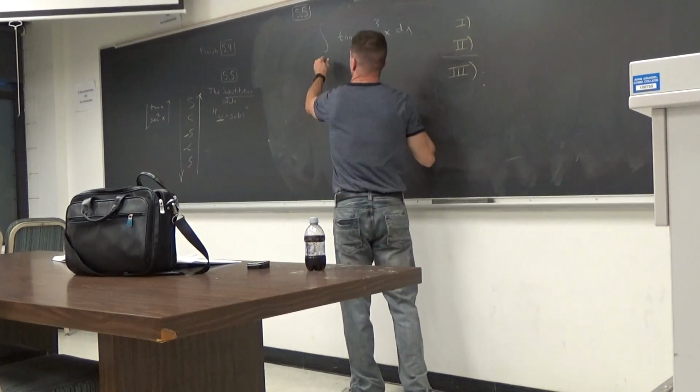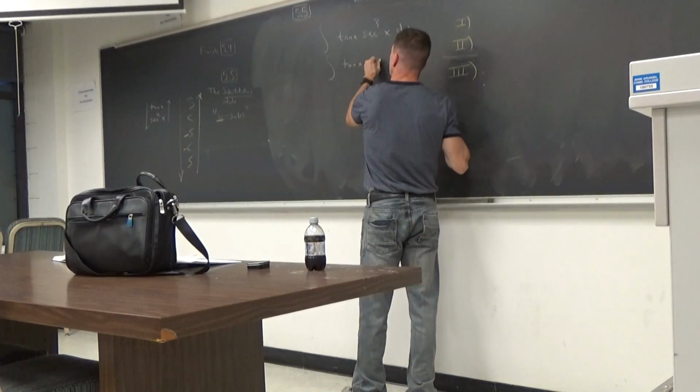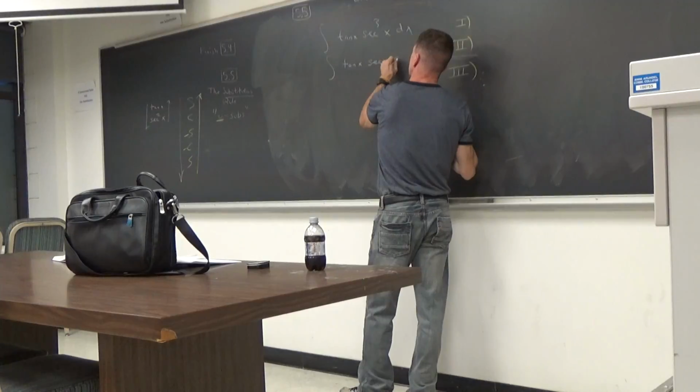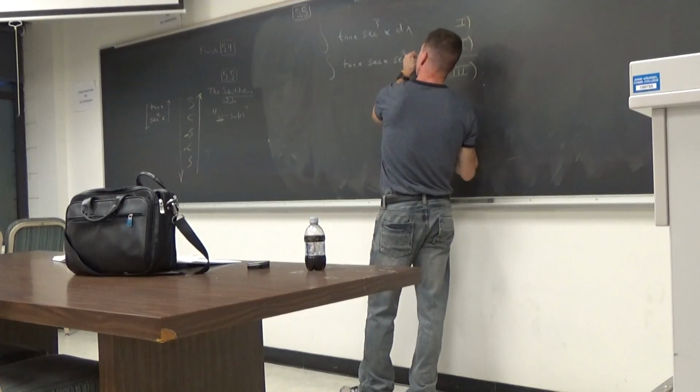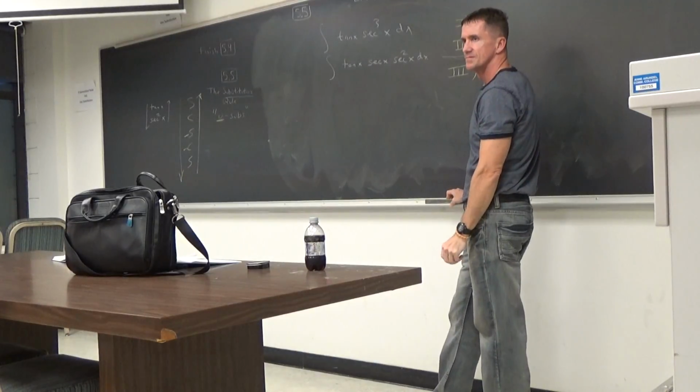This is what I'm here for, everyone. Can I think of this as tangent of x times a secant of x times a what? Secant squared of x. Can I think of it that way? Right? Yes.